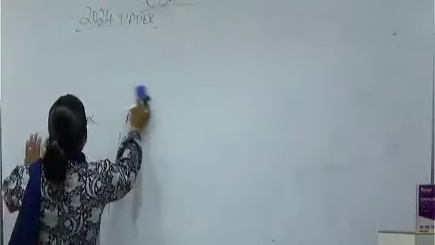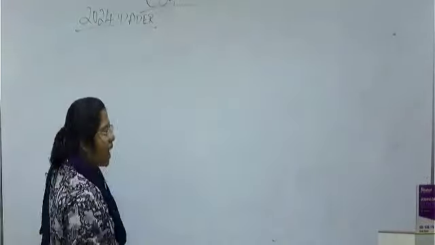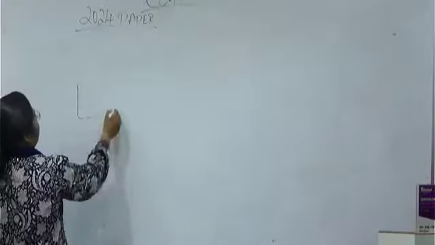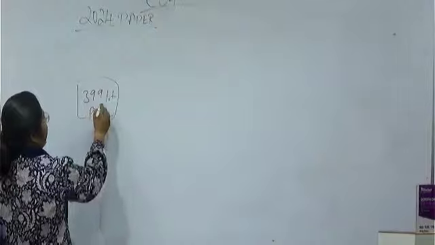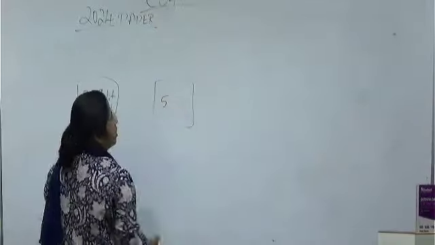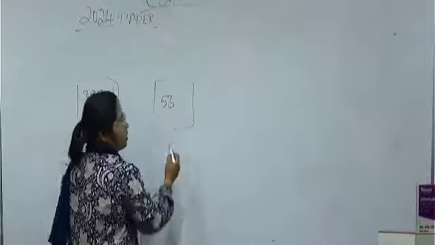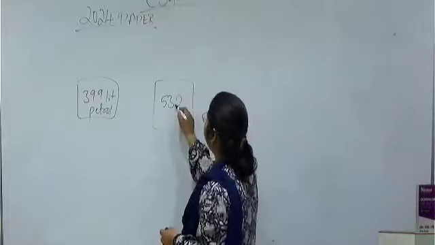I am telling question number 19. You have a can, it seems, filled with 399 liters of petrol. And how many liters of diesel? 532 liters of diesel.